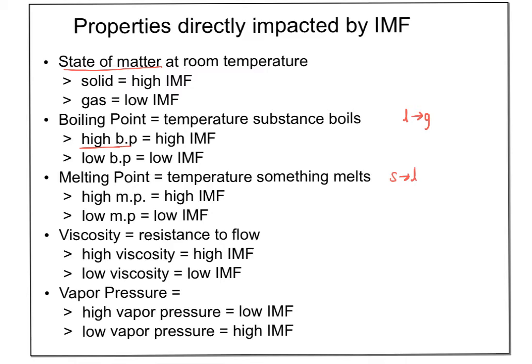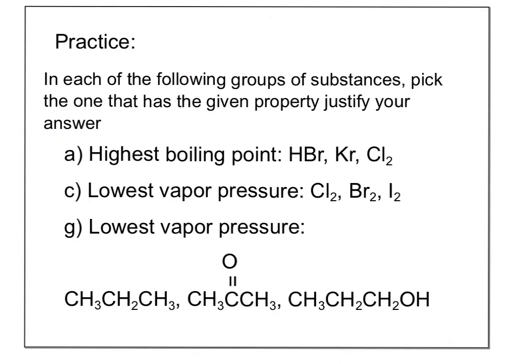Vapor pressure is really the only one that feels opposite. So if we have a high vapor pressure, that means there's low intermolecular force. It means the molecules are easily going from the liquid to the gas phase at equilibrium. And then low vapor pressure is the opposite, high attraction, so it stays in the liquid phase more than the gas phase. So here's 3 typical practice problems: highest boiling point, lowest vapor pressure, and then another lowest vapor pressure.